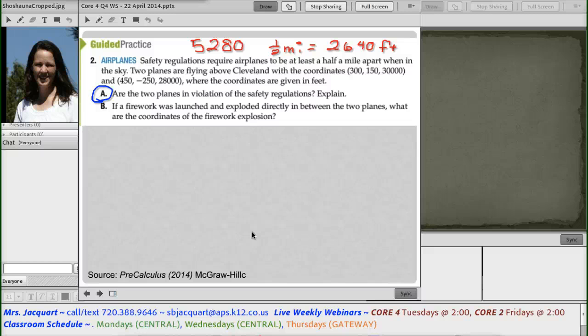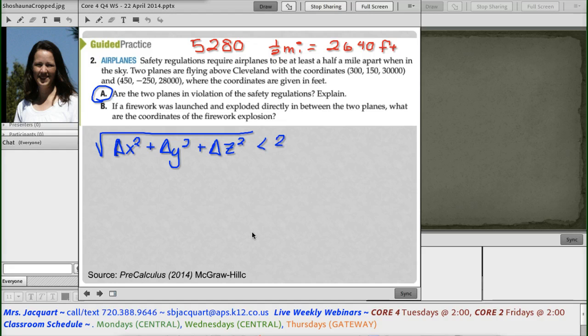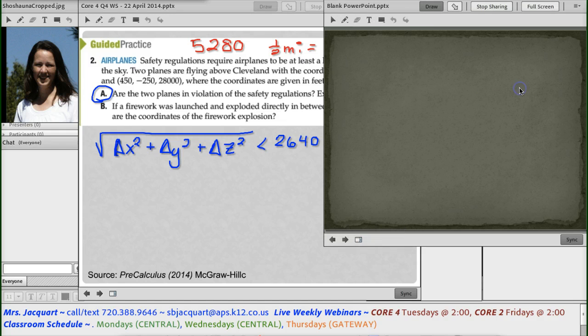So what we're going to do is look at the change in x's, square them, plus the change in y's, square them, plus the change in z's squared. Is that going to be less than 2640? Okay, so let's go work our stuff over here on the board so we have more space.